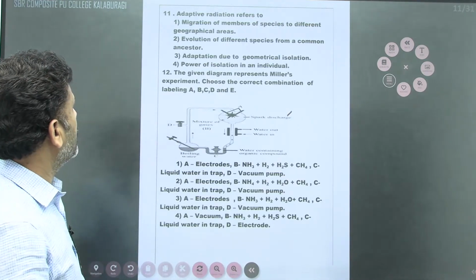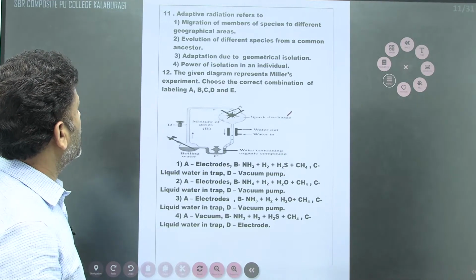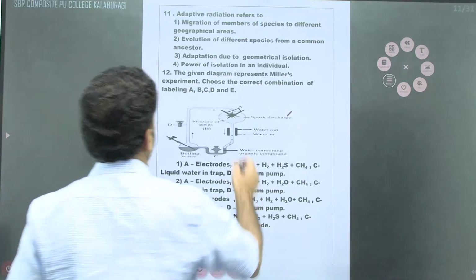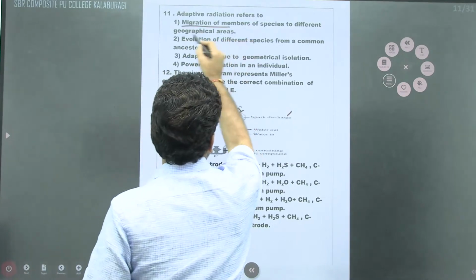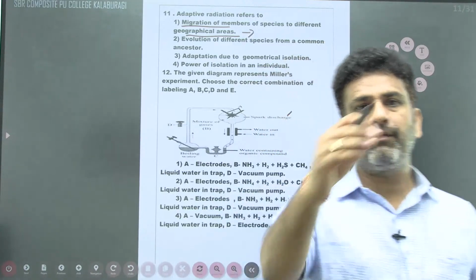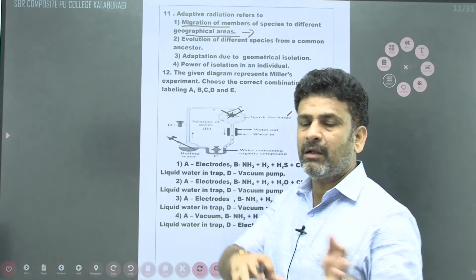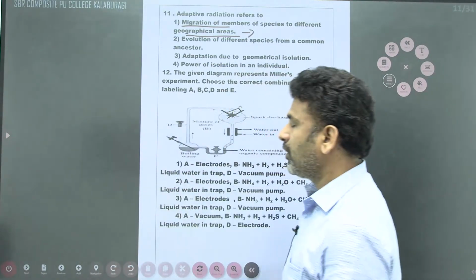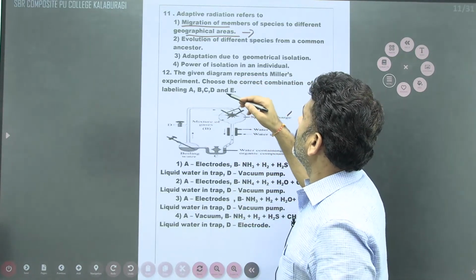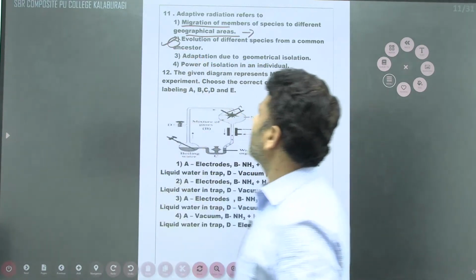Next, adaptive radiation refers to the migration of the members of the species to different geographical areas. This is not adaptive radiation. This is called migration. It is the best example for gene flow, where the flow of genes, or the entry of one form of an individual into another population in the same or another geographical area, is called migration. Then, evolution of different species from a common ancestor. Yes, this is called adaptive radiation.